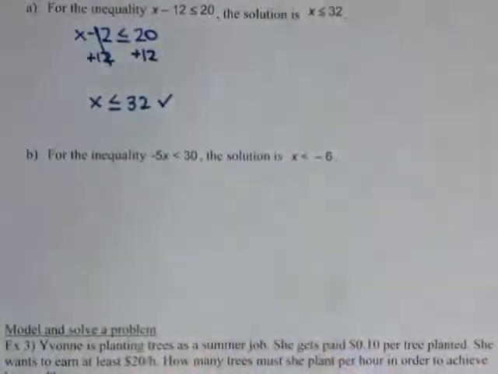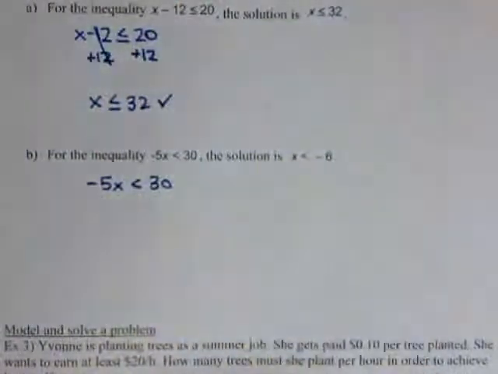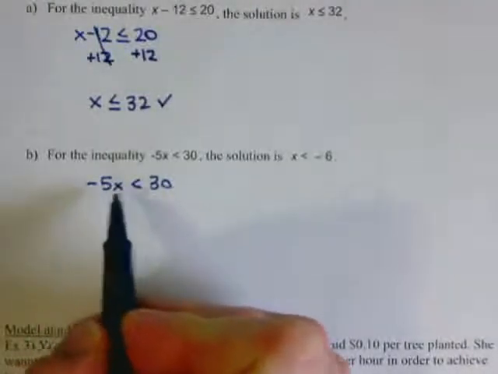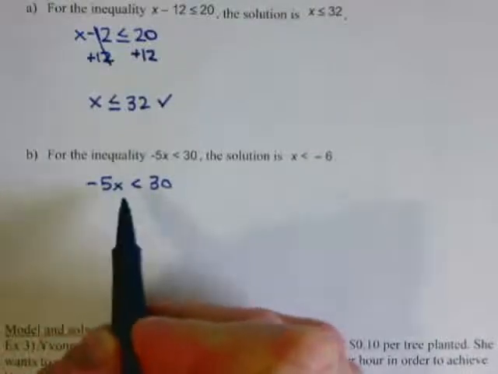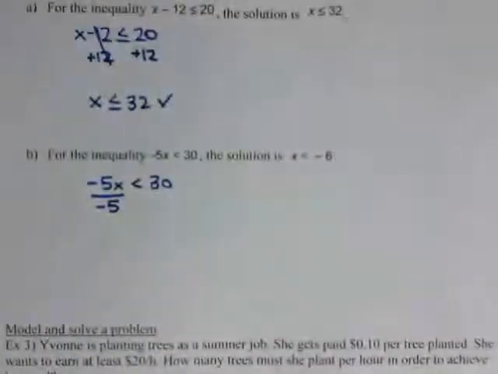Now let's move on to the second example here. Negative 5x is less than 30, and we want to prove if x is less than -6 is in fact the correct solution or not. So what do we have here? We have a multiplication going on, and it's -5 times x. So what's the opposite of a multiplication? It's a division. So if you divide by -5, divide by negative something. That should trigger something in your head automatically.